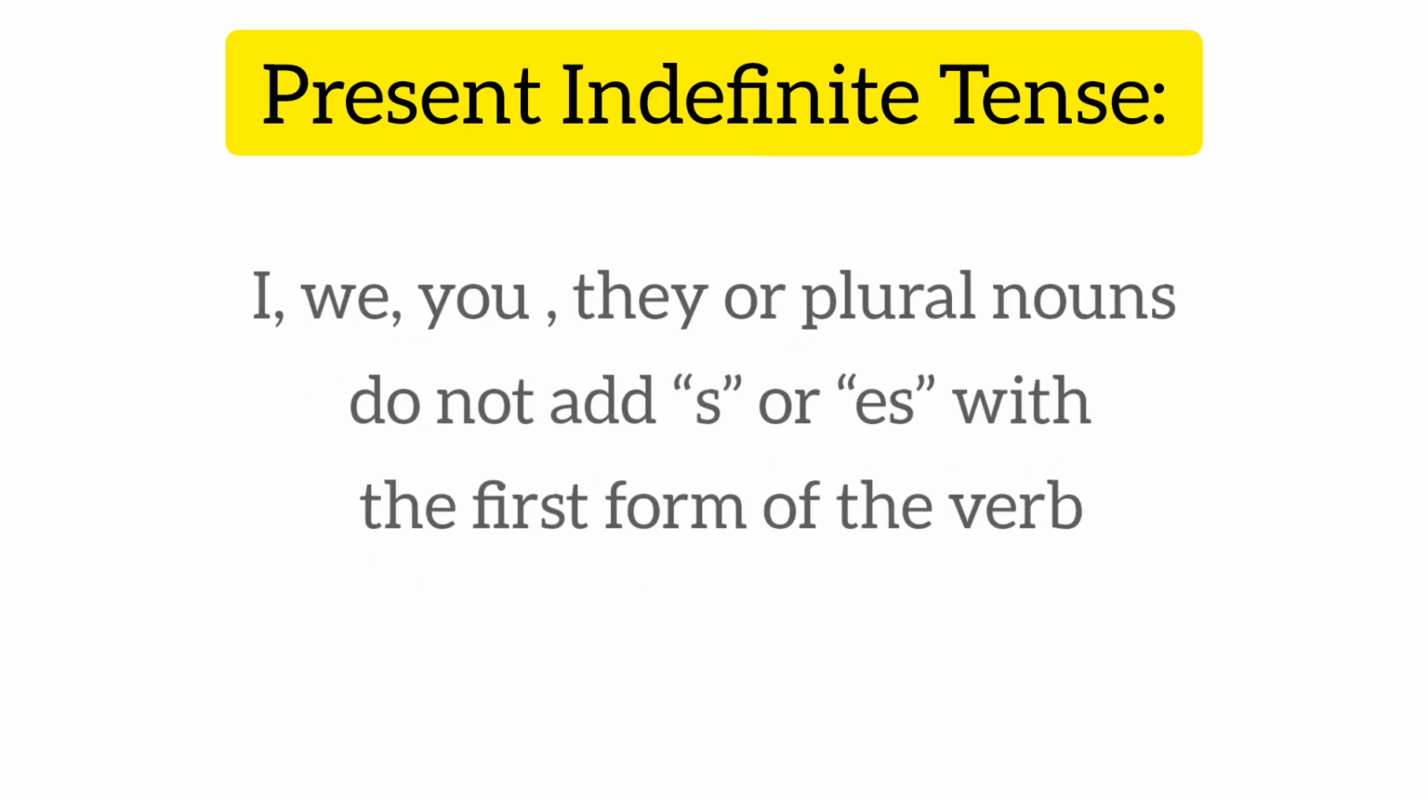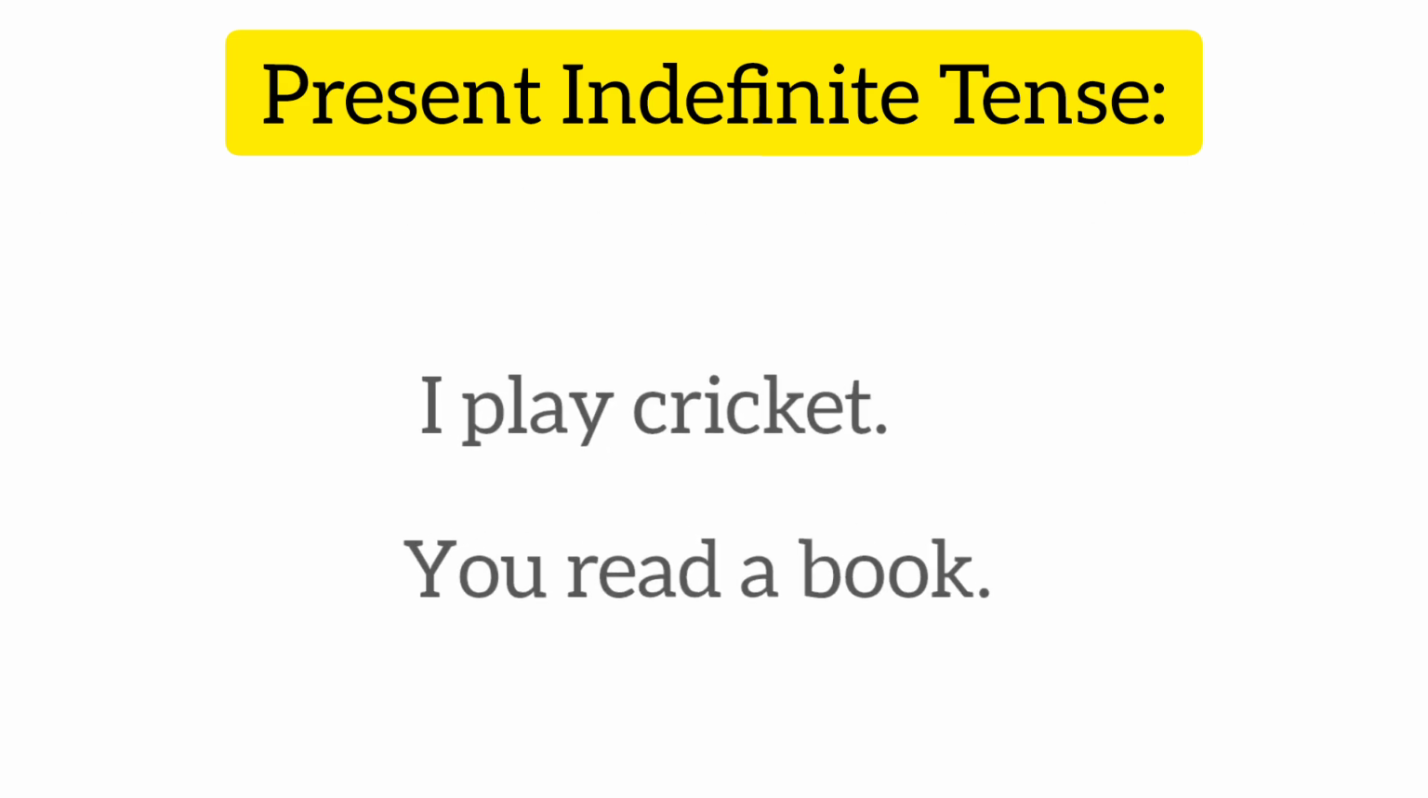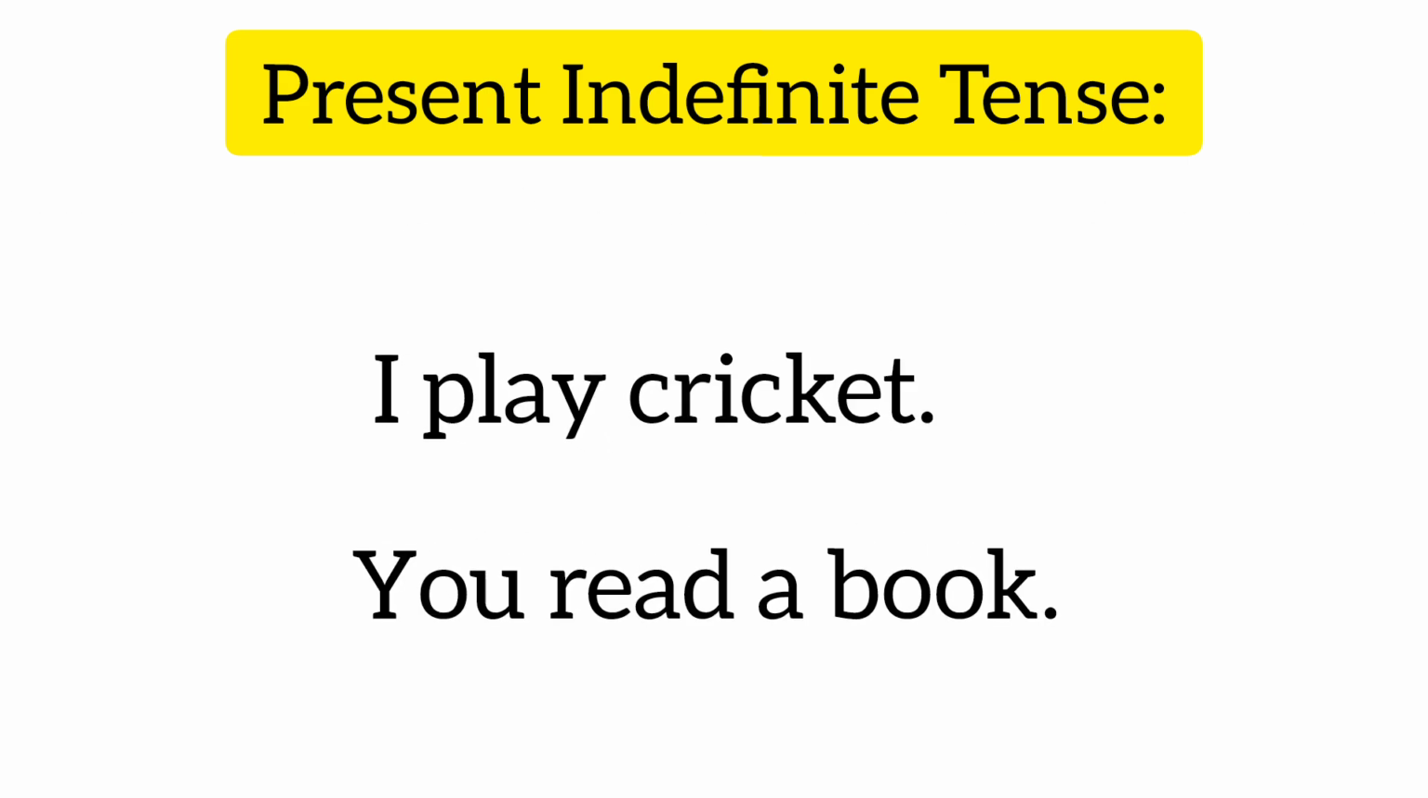Okay, for the pronouns I, we, you, they, or plural nouns, do not add s or es with the first form of the verb. For example, look at these examples. I play cricket, you read a book. In these two sentences, in the first sentence, play is the verb. Here, no s has been added because the subject of the sentence is I. In the second sentence, read is a verb. Here, no s or es has been added because the subject of the sentence is you.